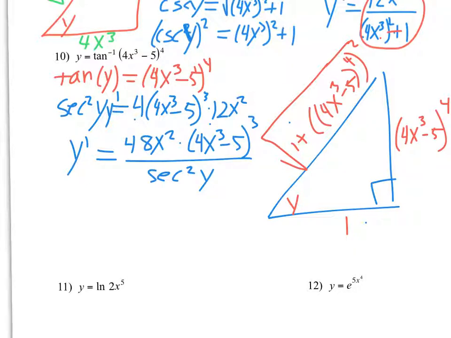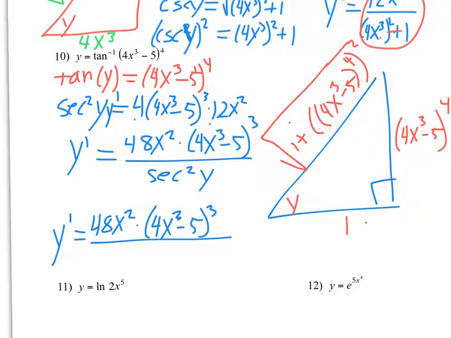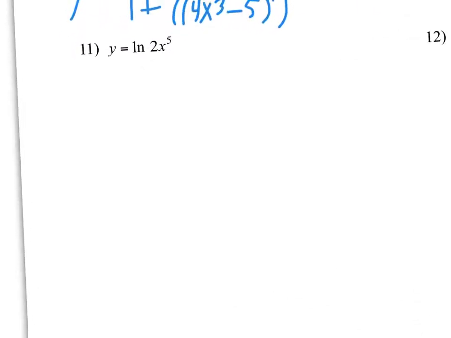Secant squared is going to be that thing with the square root gone, leaving us with y prime is equal to 48x squared times (4x^3 - 5)^3 over 1 plus the quantity, and this is going to be 4x cubed, I think, minus 5 to the fourth, all squared. Isn't that beautiful? I think it's lovely. Okay, back to the world of no inverse trig.